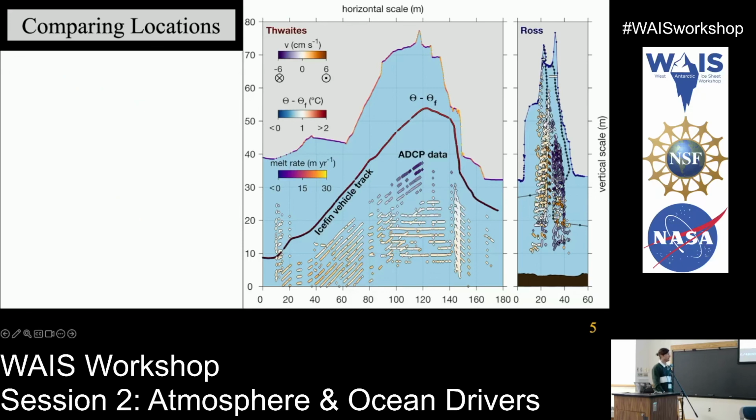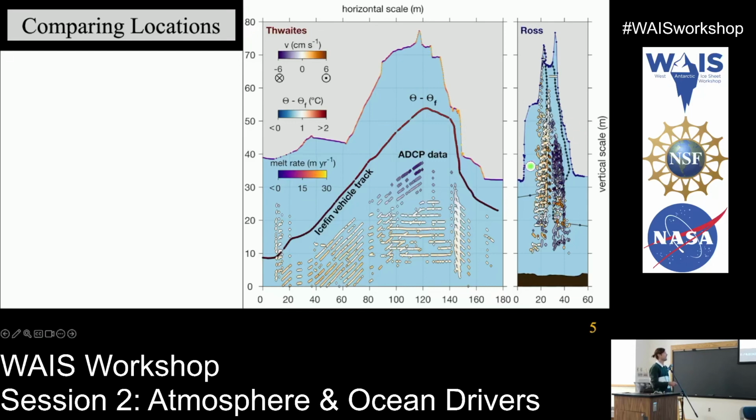So here are some data from Icefin in 2 crevasses. One at Thwaites, which is this one, and then one at Ross. Interestingly enough, these crevasses are about the same size. So they're each about 50 meters tall vertically, but horizontally, you can see the Thwaites one is just so much wider, right? It's like 3 times the width. So this is sort of bragging on all the stuff Icefin can do, right?